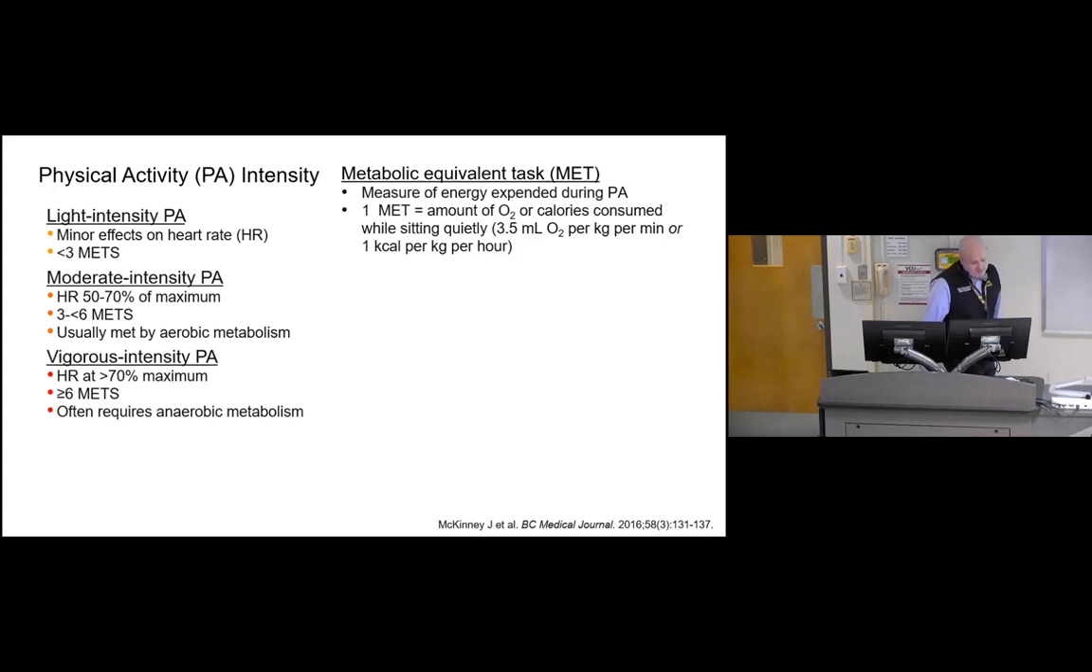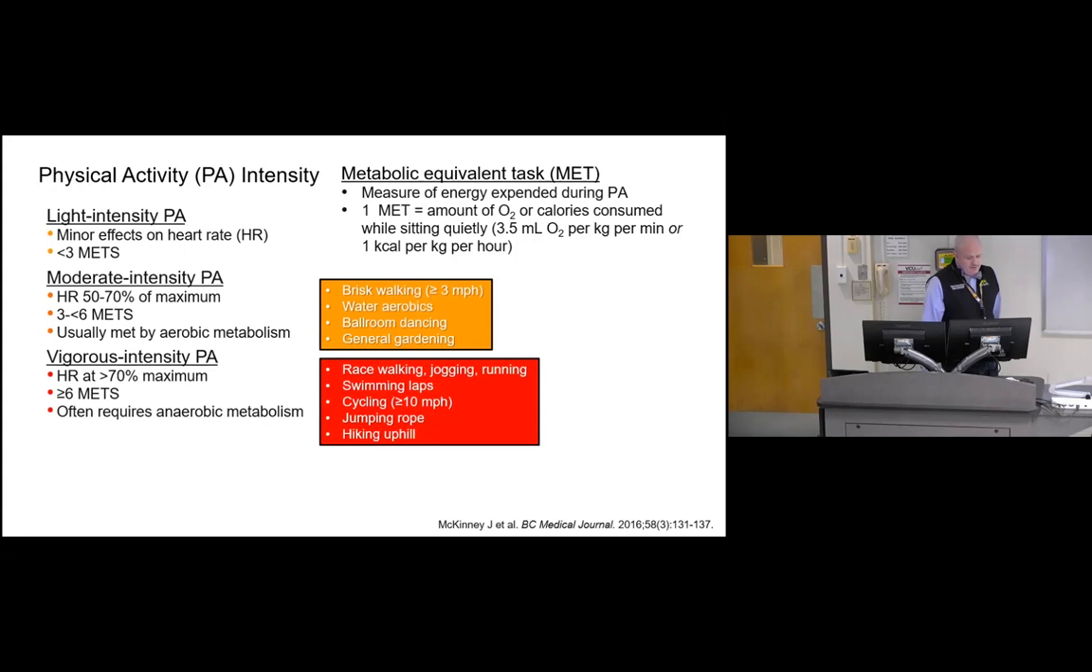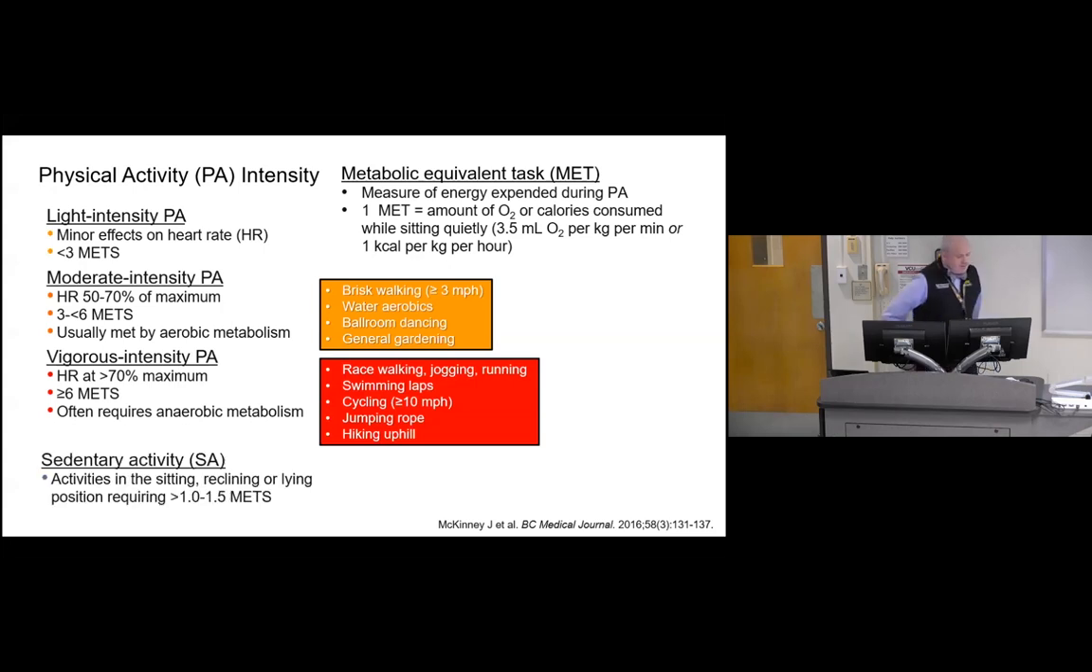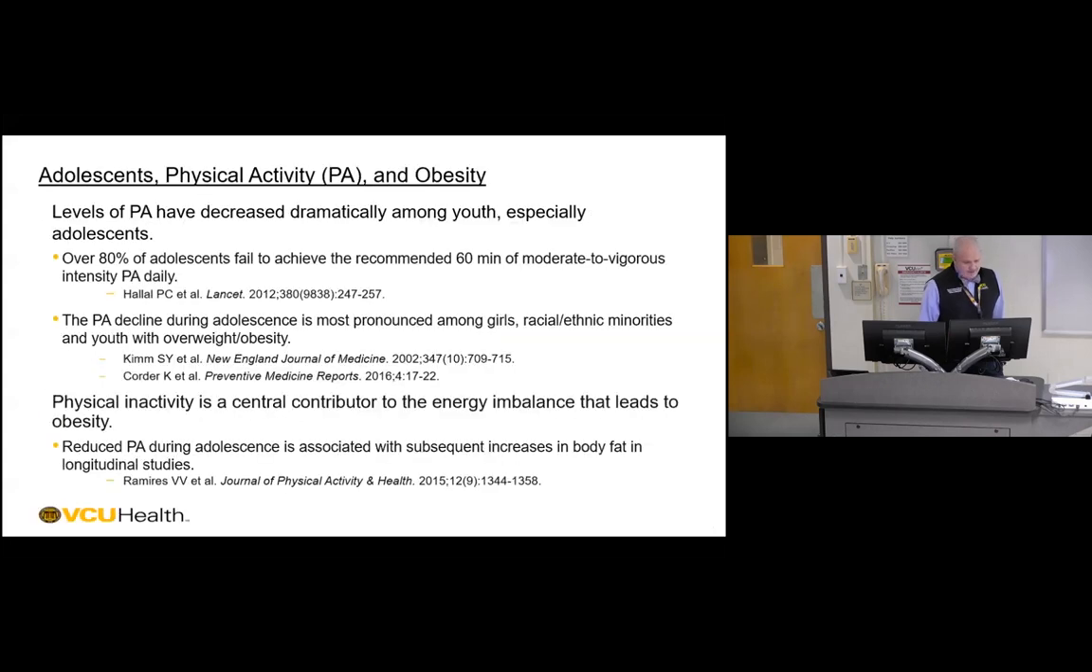And just to give you some examples of moderate intensity activity, this could be brisk walking, water aerobics, ballroom dancing, or general gardening. Vigorous intensity physical activity includes faster walking, jogging, swimming laps, cycling at a faster pace, jumping rope, or hiking uphill. The definition that people will use of sedentary activity is any activity in the sitting, reclining, or lying position that requires somewhere between 1 and 1.5 METs.